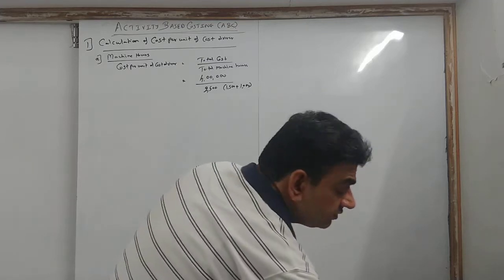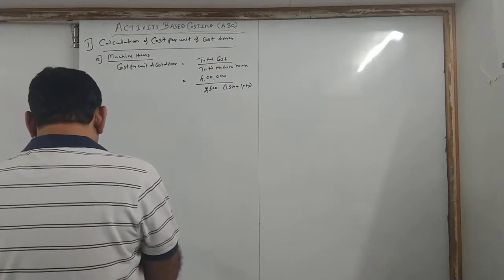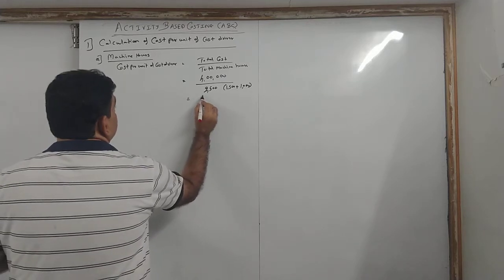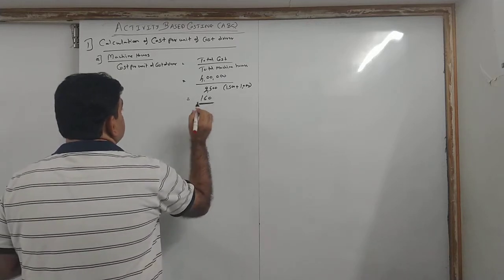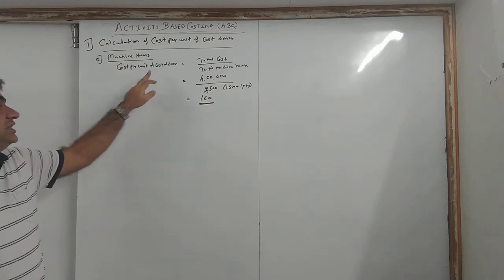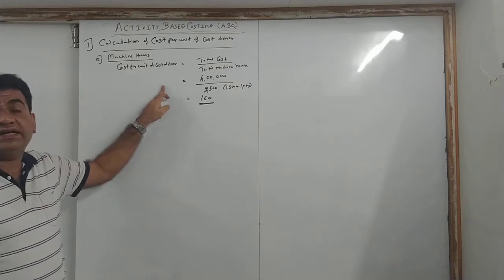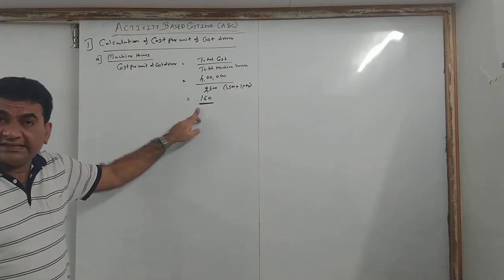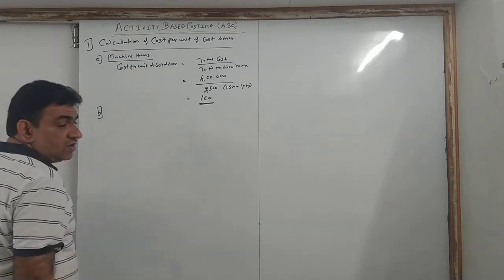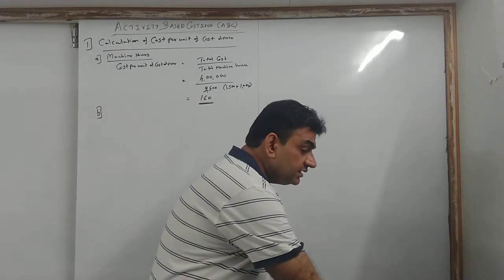So that's my total hours. So 4 lakh divided by 2500, that gives you 160. So 160 is the cost per machine hour, because here my cost driver becomes machine hour. Getting it? Next, B. What is my second thing given?